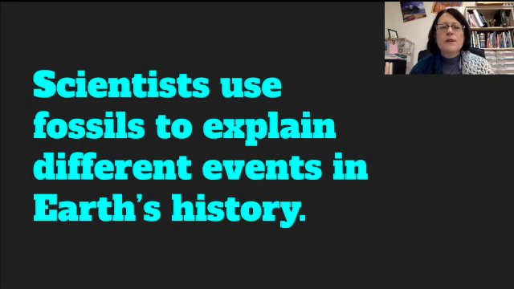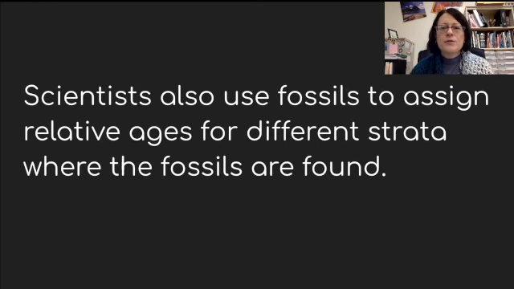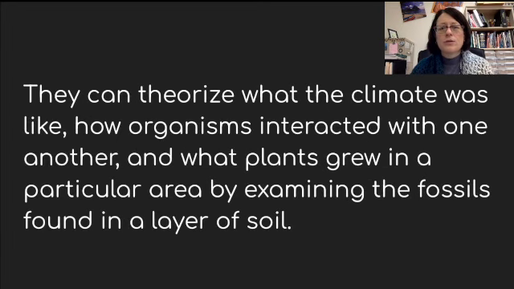So scientists use fossils to explain different events in Earth's history. They can theorize what the climate was like, how organisms interacted with one another, and what plants grew in a particular area by examining the fossils found in a layer of soil. Scientists also use fossils to assign relative ages for different strata where the fossils are found. So again, assigning the relative age would be definitely old Earth scientists.